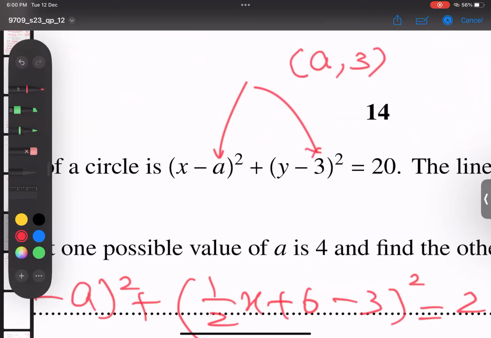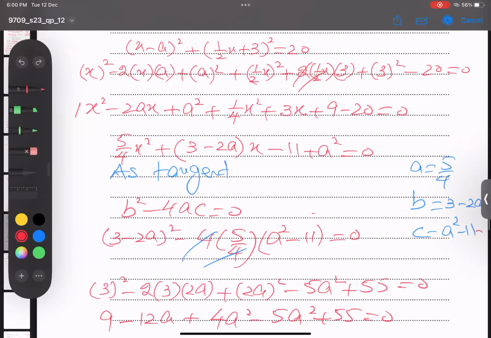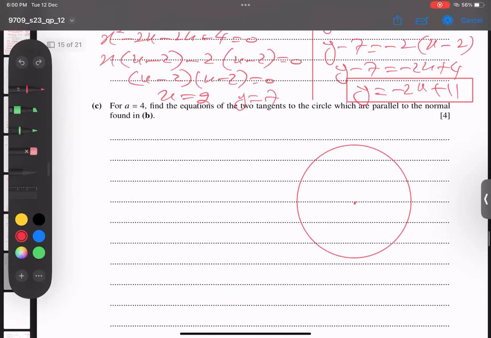I repeat, this negative is fixed and this negative is fixed. So this number is the x coordinate, this number is y. So A3 is the center of the circle. I'm writing A3, and A is 4, so it means (4, 3) is the center of the circle. So Alhamdulillah, the center of the circle is clear.